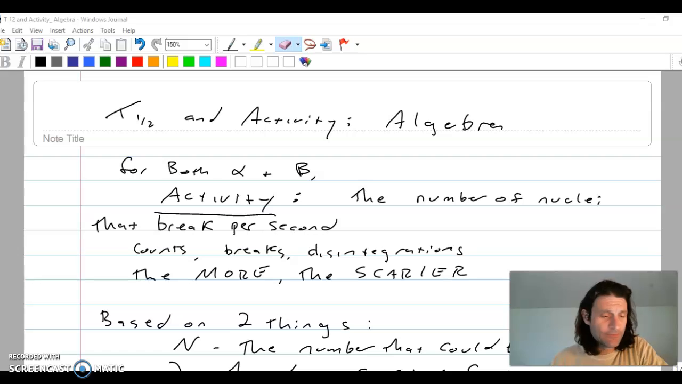We're radioactive. Radioactive. Both alpha and beta. Don't matter.